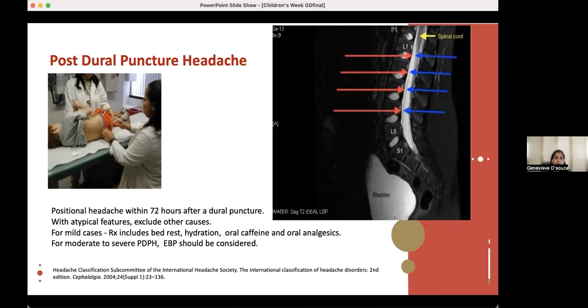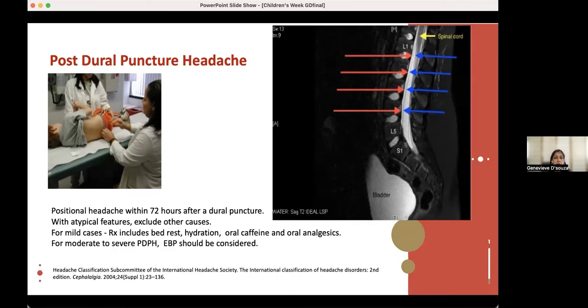And that's why it's very important to use a smaller needle and to maybe go from a cutting needle to an atraumatic needle. That's why we try to educate our oncology colleagues and our neurology colleagues to try not to use a cutting needle and to maybe go to an atraumatic needle. With atypical features, where the headache may or may not be positional, or has lasted more than a week, you want to exclude other causes for the headache, whether these patients are septic, or whether there could be infectious causes.